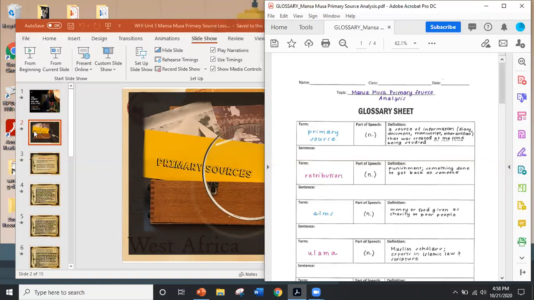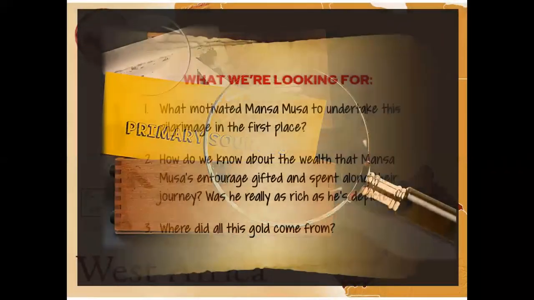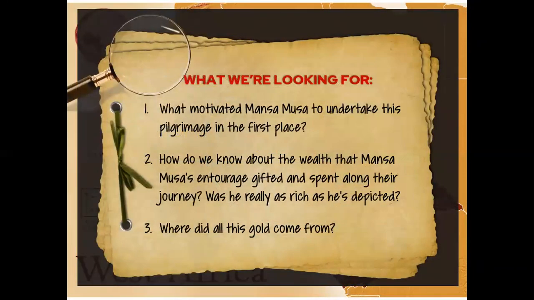All right, let's return now that we have a clear understanding of what a primary source is. What are we using these sources today to investigate? So what we're looking for today as we go through the different excerpts that we have from primary sources written at the time, meaning around the 1330s or shortly thereafter, Mansa Musa's Hajj, are these three central questions for investigation.